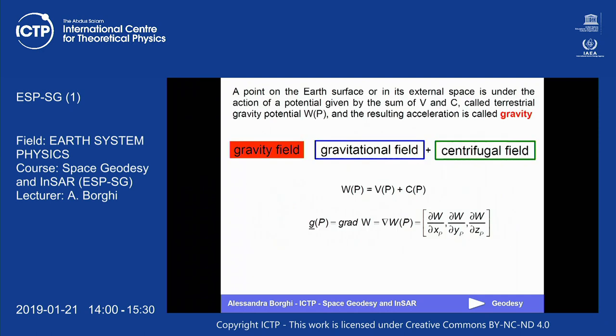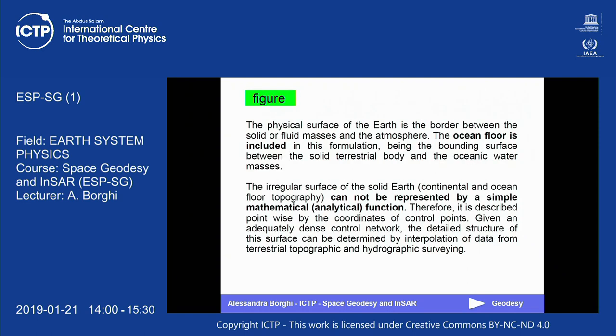Okay, this is about gravity. Now we are going to see what we know about the figure of the Earth. What is the surface of the Earth? The surface of the Earth is the border between the solid or fluid masses and the atmosphere. So it also includes the water, the oceans. And this gives us the surface of the Earth.